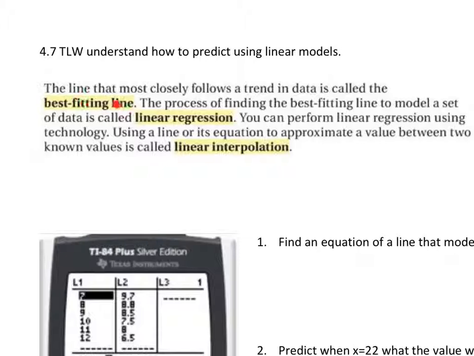All right, it says the line that most closely follows a trend of data is called the best fitting line. The process of finding the best fitting line to model a set of data is called linear regression. So that's something we're going to have to remember for this calculator. So make sure you have your TI-83/84 calculator with you. It says you can perform linear regression using technology. Using a line or its equation to approximate a value between two known values is called linear interpolation. Okay?